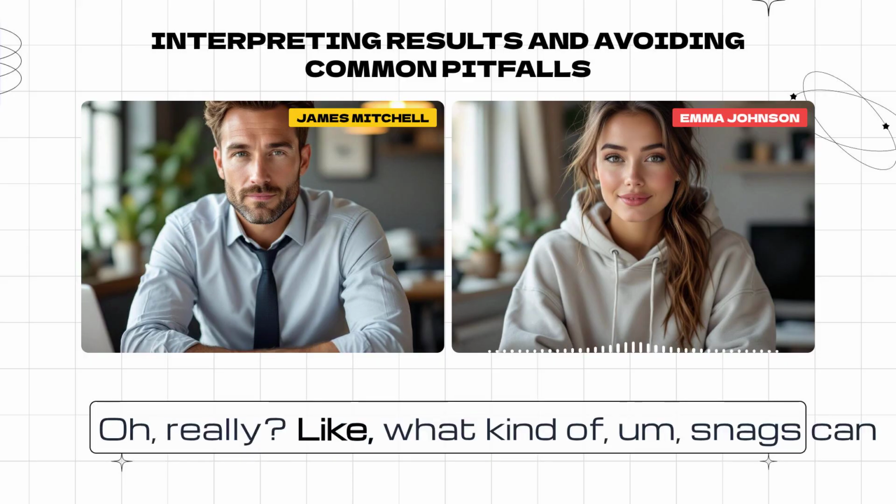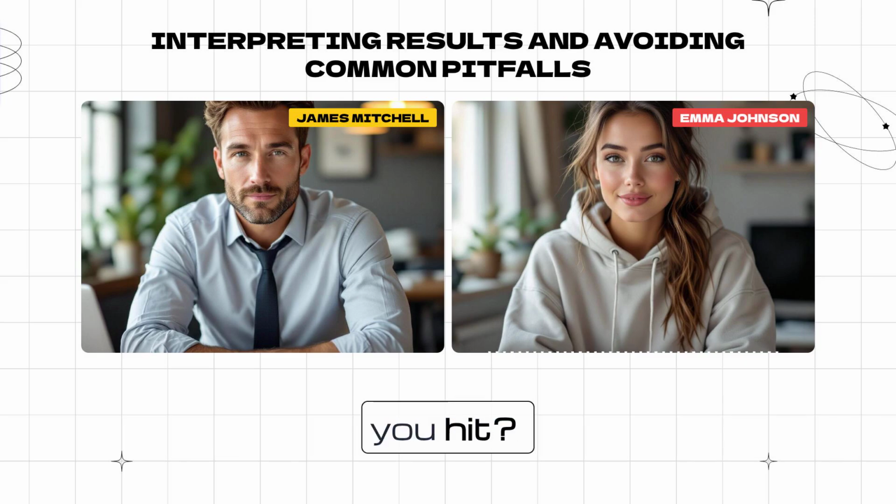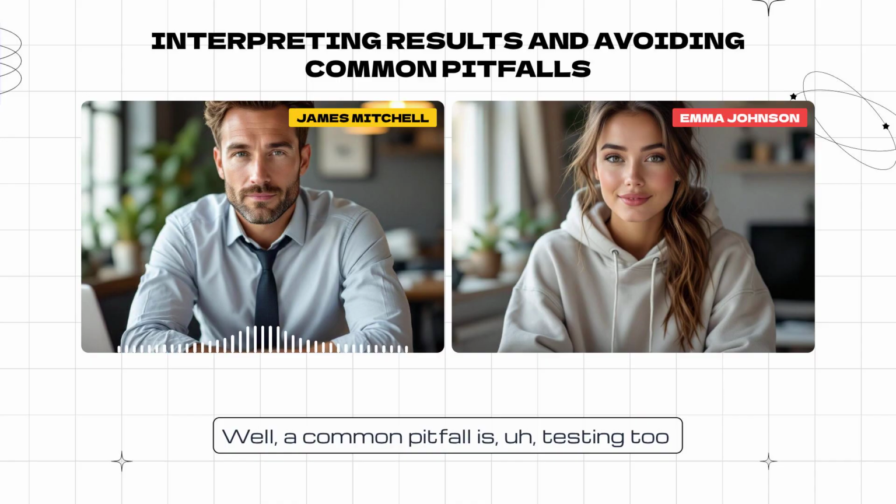But it's not always that clear-cut, I'll be honest with you. Oh, really? What kind of snags can you hit? Well, a common pitfall is testing too many variables at once. If you change the headline, the image, and the button color all at the same time, and one performs better, you won't know which change actually caused the improvement, will you?